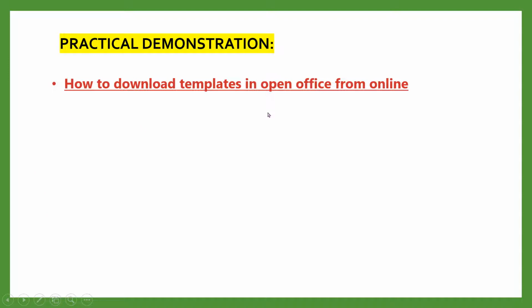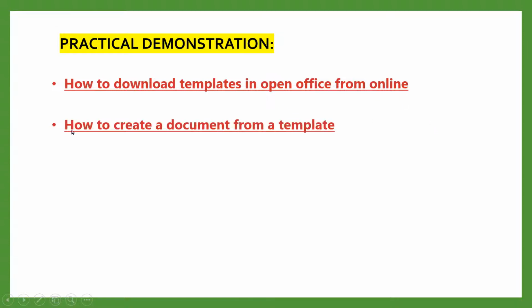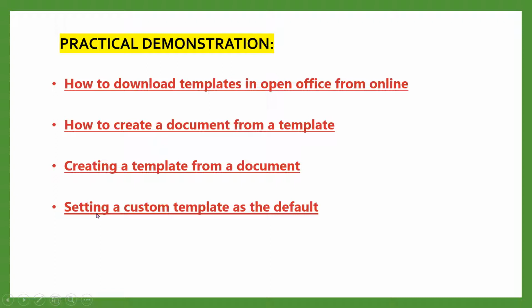In today's session, we are going to cover all these topics. First of all, we will see how to download the templates in OpenOffice from online. Second, we will see how we can create our document from a template. Third, how can we create a template from our own document, for example, a letterhead. Then we will study how you can set a custom template as default, meaning if you want your template to come each time when you open a file. And last, we will also study how we can reset the default template.